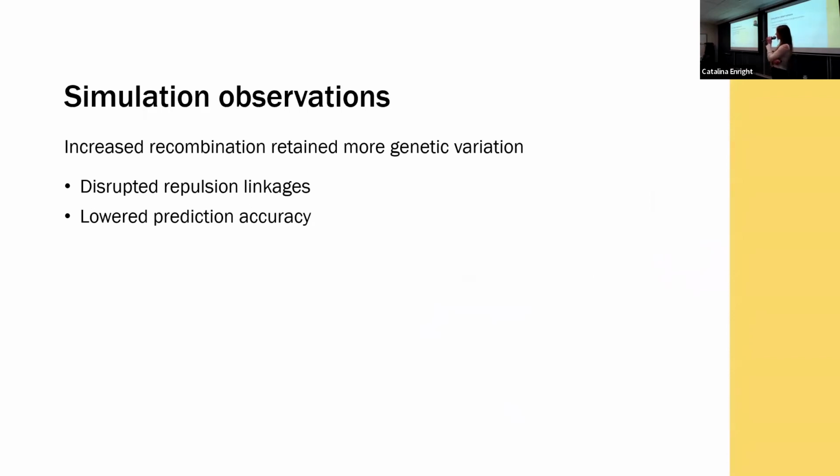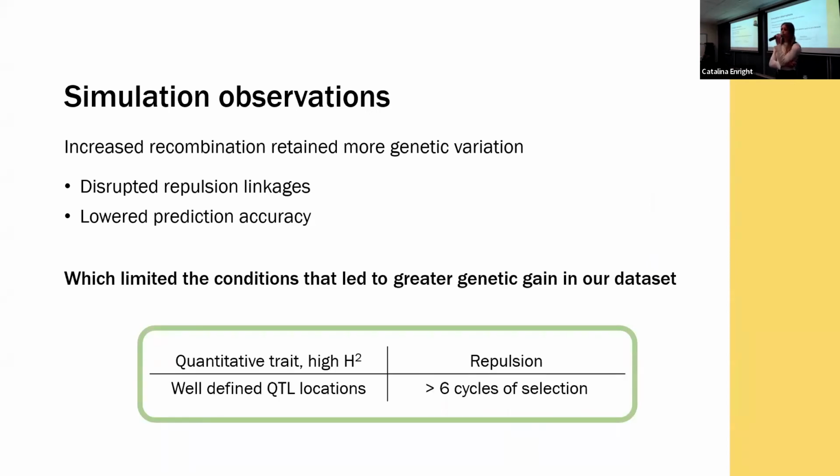So some observations that come from these simulations are that increased recombination is going to retain more genetic variation, but at least in our data set, there were some pretty limited instances in which this actually translated to greater genetic gains. If you have a quantitative trait with high heritability and really well-defined QTL locations, which I'm not familiar of a trait like that in wheat, but if we pretend that that exists in the future, having those QTL in repulsion in your population would be important, and you may need to go beyond 6 cycles of genomic selection.